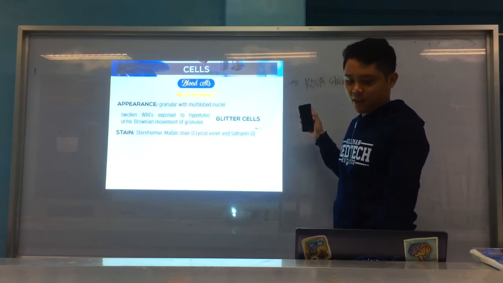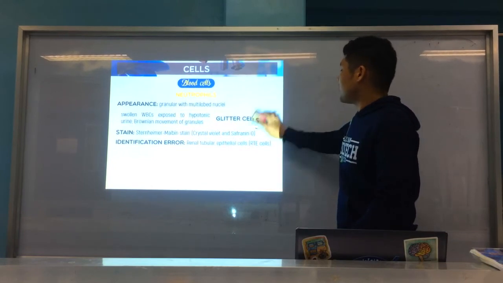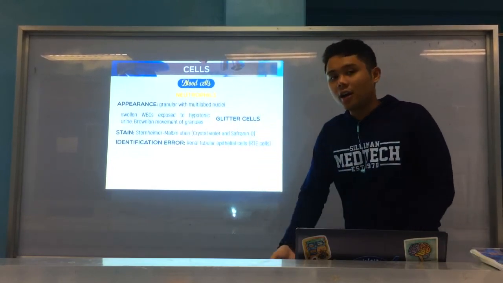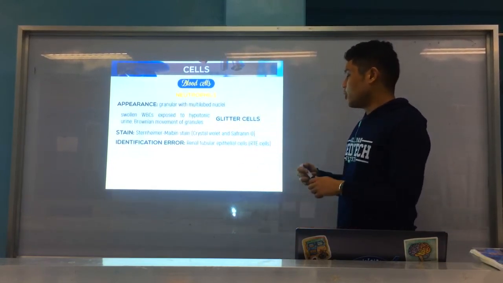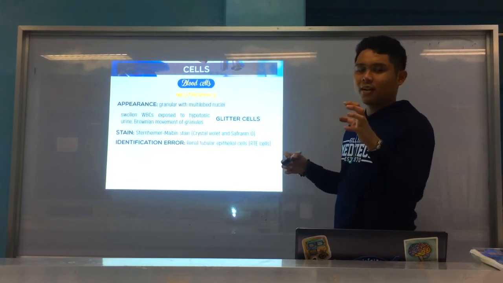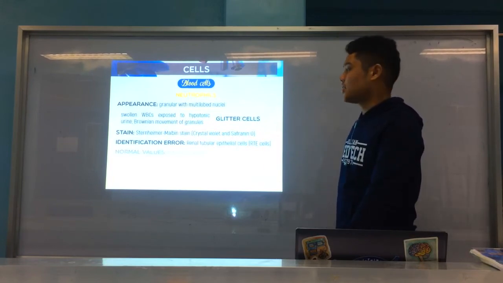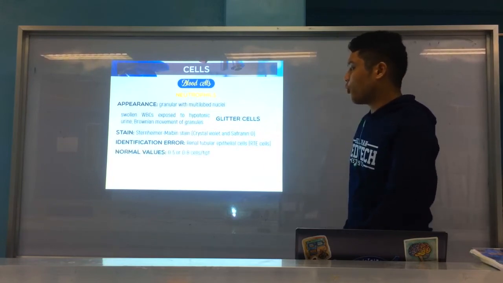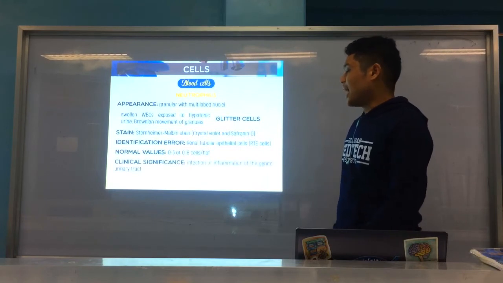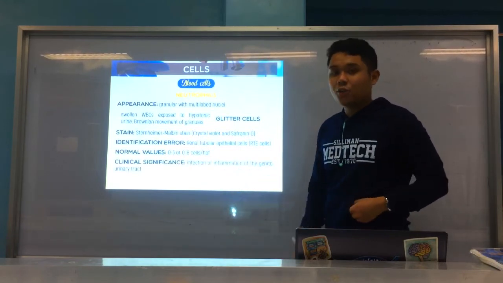Or product. Identification error: it can be mistaken for RTE cells. But please take note, RTE cells are not granular and the nucleus is eccentric, meaning it is not in the center, it is slightly off-center. We will discuss RTE later when we get to epithelial cells. Normal values again are 0 to 5 or 0 to 8 cells per HPF, and the clinical significance is infection or inflammation of the genitourinary tract.